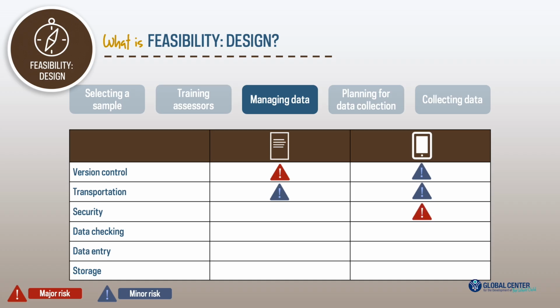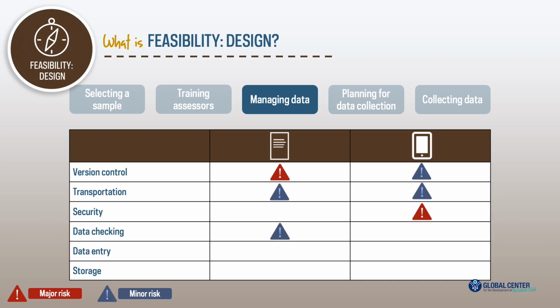The next thing to think about is security. It's not as much of a concern with paper, but with a tablet, even though tablets and cell phones are becoming fairly ubiquitous, there are certain places where an assessor walking around with a tablet or a cell phone can draw negative attention and put them at risk.